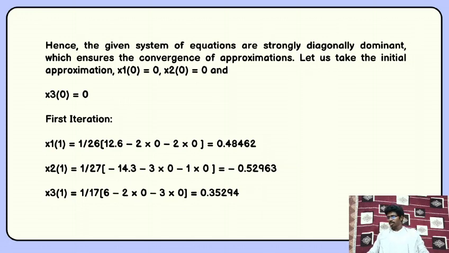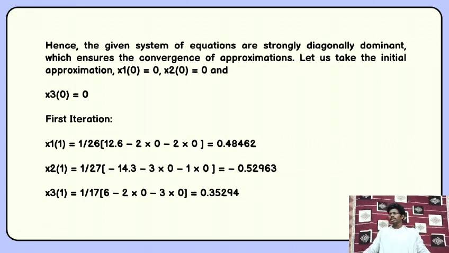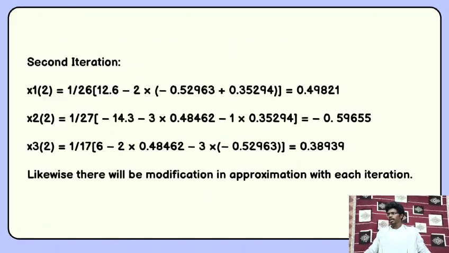Solution: first check for the convergence of the approximation. 26 is greater than 2 plus 2, and 27 is greater than 3 plus 1, and in the third equation 17 is greater than 2 plus 3. Hence the given system of equations is strongly diagonally dominant, which ensures the convergence of the approximation. Let us take the initial approximation x1 of 0 equal to 0, x2 of 0 equal to 0, and x3 of 0 equal to 0.